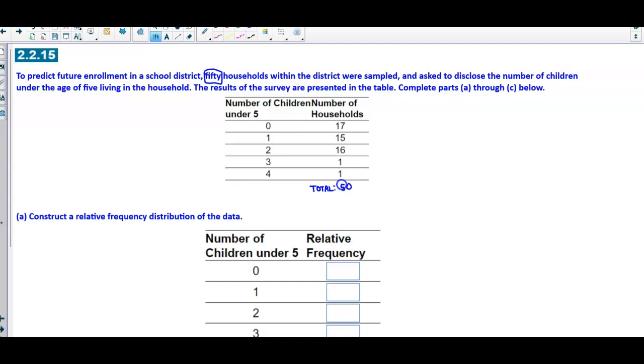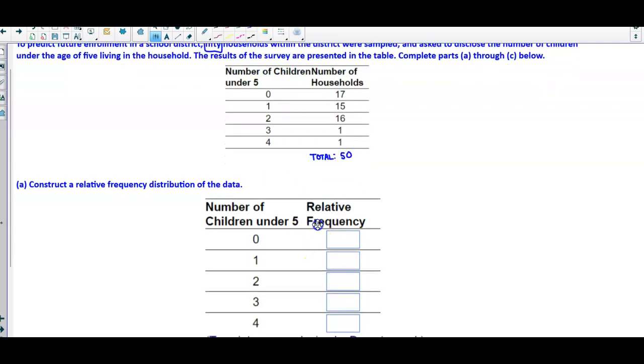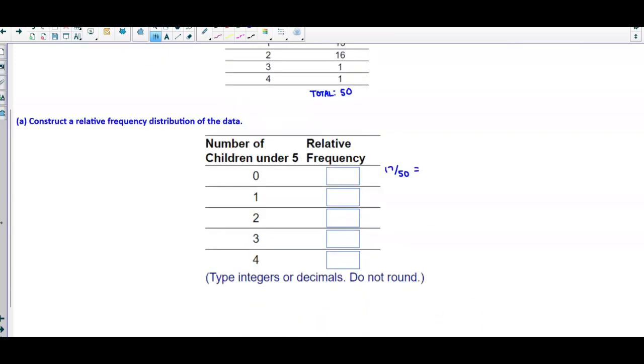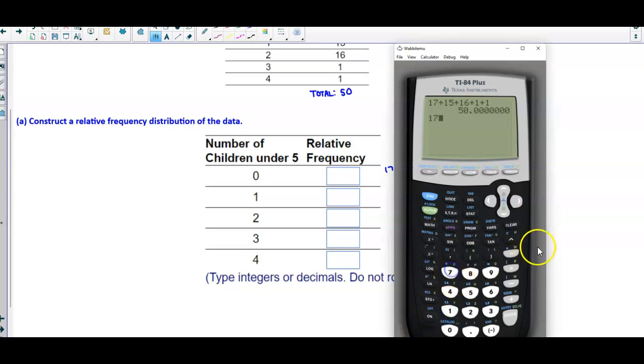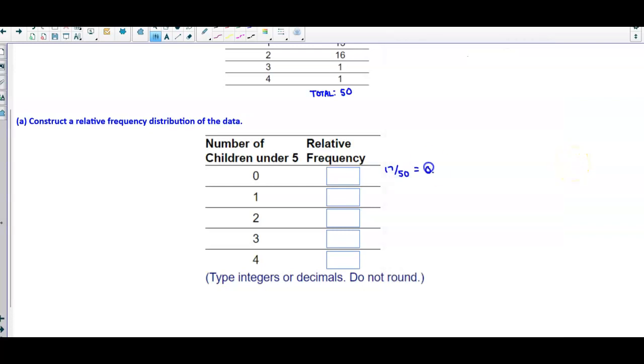Okay, and so to find the relative frequency, we need to take the frequency of the number of children under 5. So for 0, we had 17. So we're going to take 17 and then we're going to divide that by 50. And let's see what we get. Okay, so if we take 17 and then divide that by 50, then that gives us 0.34. So 0.34 is now going to go in this space here.